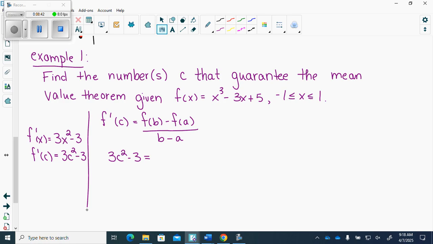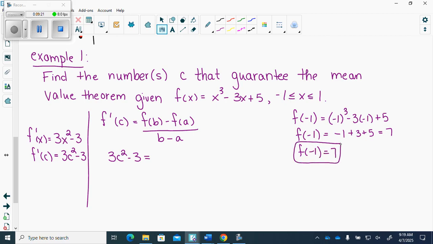Now I have to find the right-hand side. The right-hand side is the grade 10 slope. We agree? Between negative 1 and 1. So I need to find f of negative 1, which is negative 1 cubed minus 3 times negative 1 plus 5. So f of negative 1 equals negative 1 plus 3 plus 5, which equals 7. So f of negative 1 equals 7.